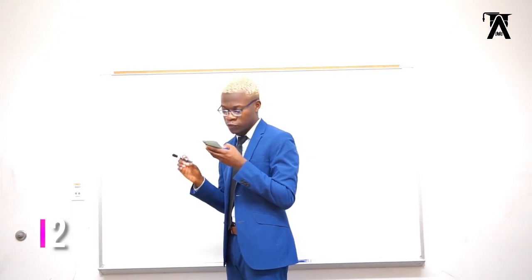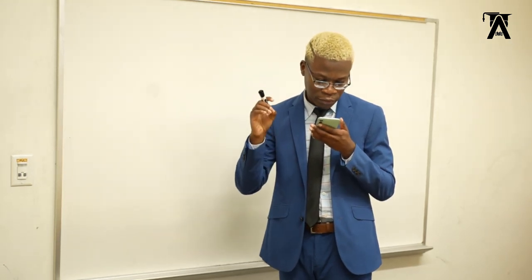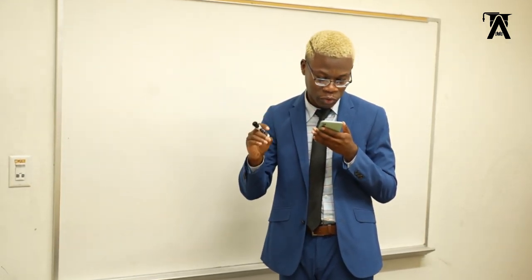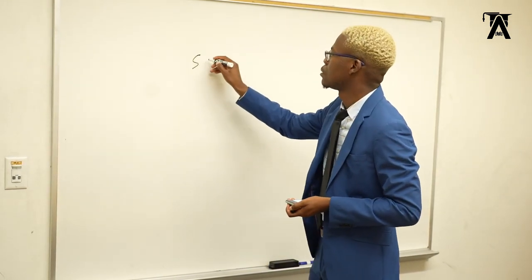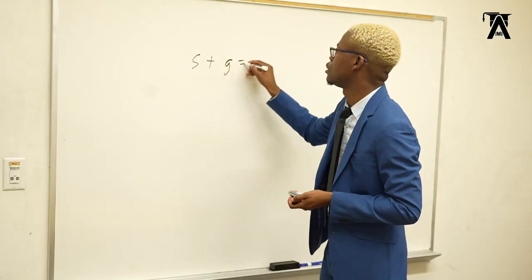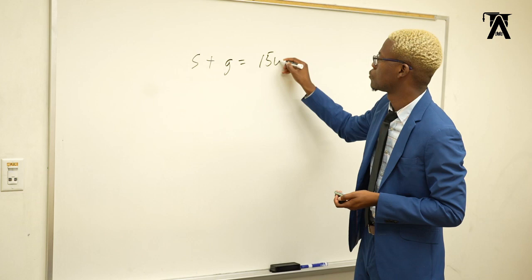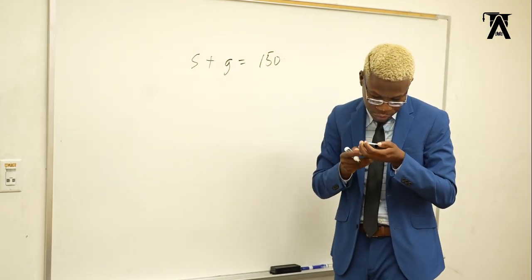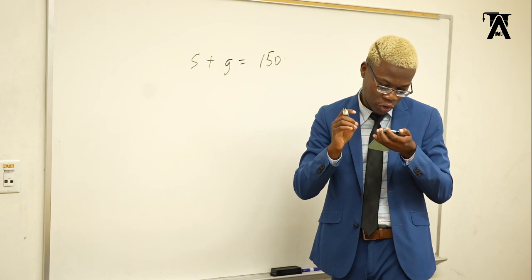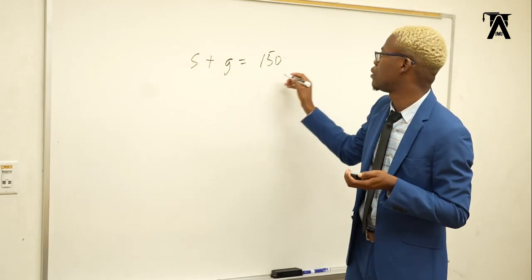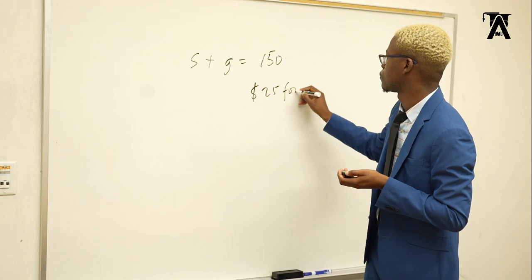Question 2. Jacqueline spent $150 for supplies and gas to start a lawn mowing service. So with word problems on the SAT, I like to take them sentence by sentence. So Jacqueline spent $150 for supplies and gas to start a lawn mowing service. So I can say supplies is S and gas is G, which is equal to 150. All right. Then it says she charges $25 for each lawn she mows. So $25 for each lawn.